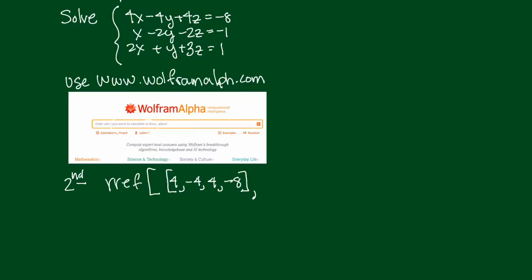So a comma, go to the second row, which is a 1, comma, negative 2, comma, negative 2, comma, negative 1. Close that off, comma, put in the third row, and we will get 2, comma, 1, comma, 3, comma, 1. Close that row, and then close the entire matrix.